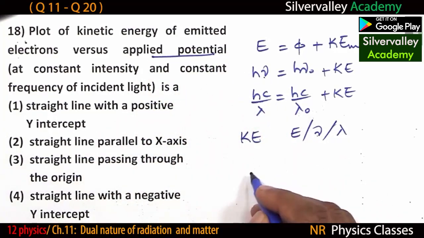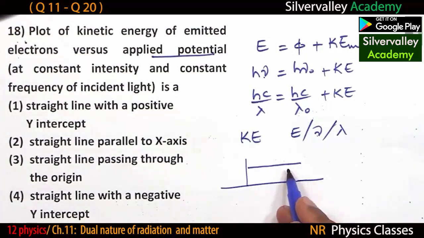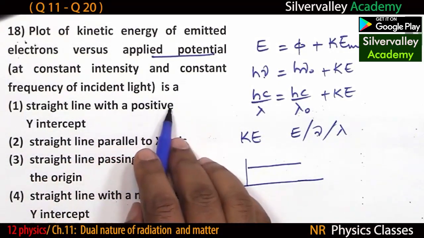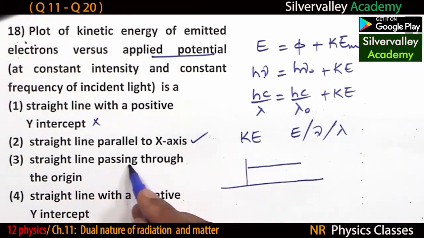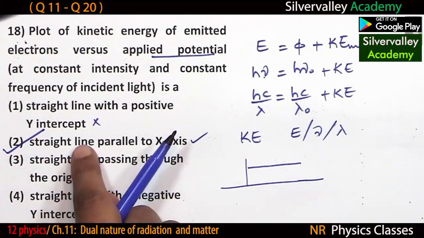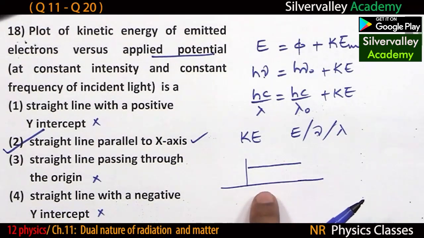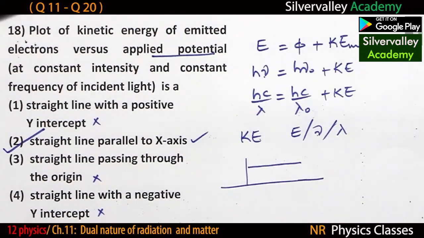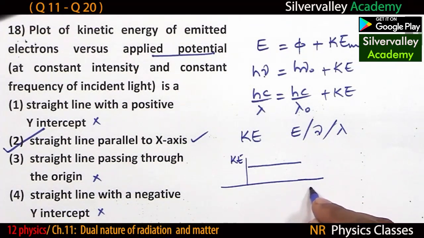It doesn't depend on applied potential means it should be a constant term. Constant term is straight line parallel to x-axis. Straight line with positive y-intercept, straight line parallel to x-axis, straight line passing through the origin, straight line with negative y-intercept. So this is the answer. Meaning independent of x quantity. Kinetic energy independent of the applied potential.